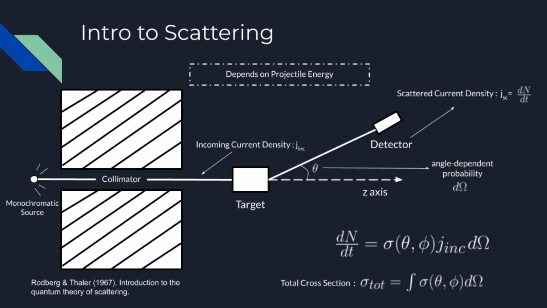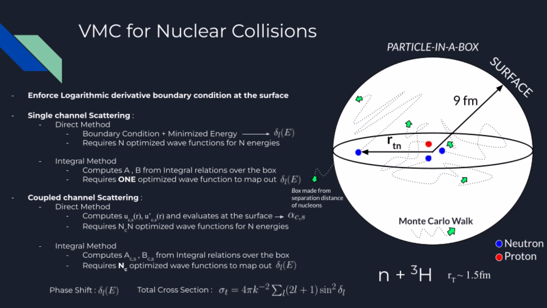In order to use VMC to compute collisions, we restrict the location of the scattering neutron so that it stays inside a surface at a fixed 9 Fermi distance from the triton center. We use the wave function's derivative across that surface as our boundary condition. The scattering probability is a known function of the energy and the surface derivative. To generate the dependence of scattering on projectile energy, we compute separate wave functions for various boundary conditions and map out the scattering probabilities as a function of the minimized energies.